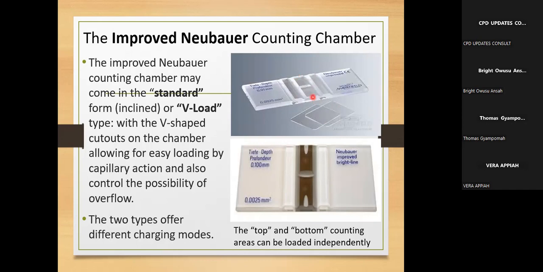Because take note, when we finish, we are going to calculate the volume under the chamber. The volume under the chamber is going to be this area, okay? The area here, multiplied by the depth, because you are going to put a cover slip here. The area multiplied by the depth will give you a certain volume, and that is the volume that you are going to use in your counting. Okay, and that volume will be specific.